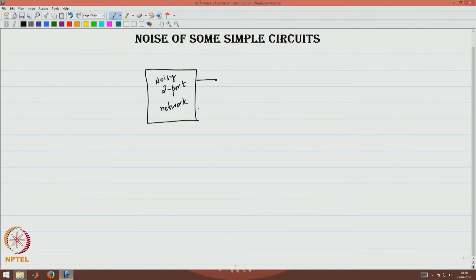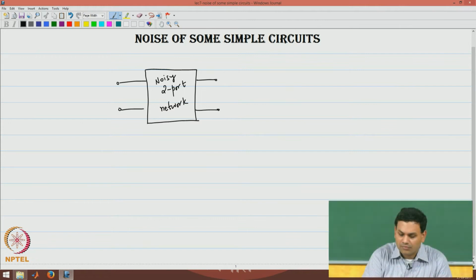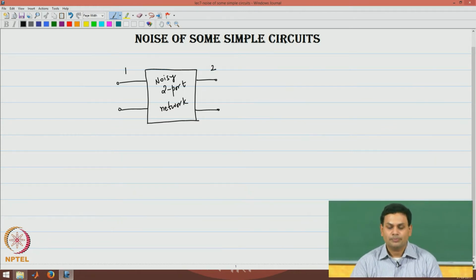In today's class, we will look at the noise performance of some simple circuits. Now, before we go there, we need to quickly recap how noise is treated for a complex network. Let us say this is a noisy two-port network, and the input port is port 1 and the output port is port 2.